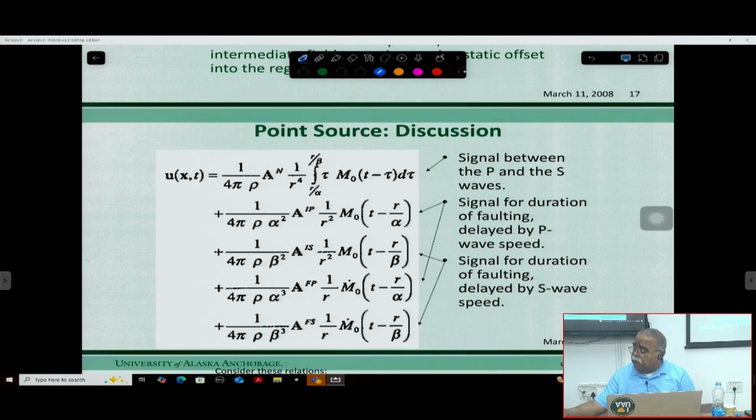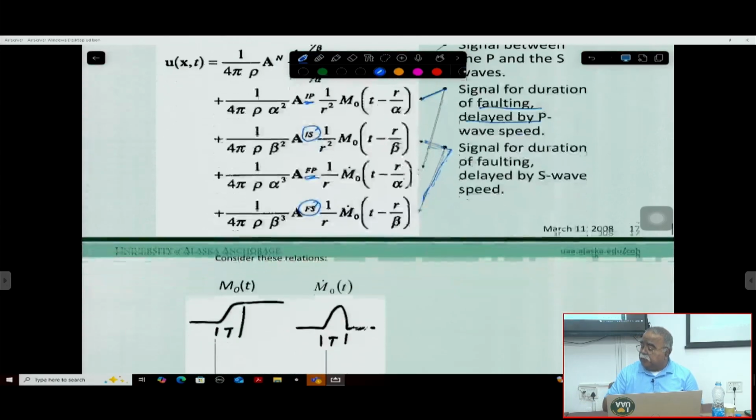So r alpha for the intermediate P wave and for the far field P wave, this difference is basically the faulting delayed by the P wave, and this is the faulting delayed by the S wave from the intermediate station, or my intermediate side, to the far side. So this is the signal for the duration of the faulting delayed by the S wave part, right?